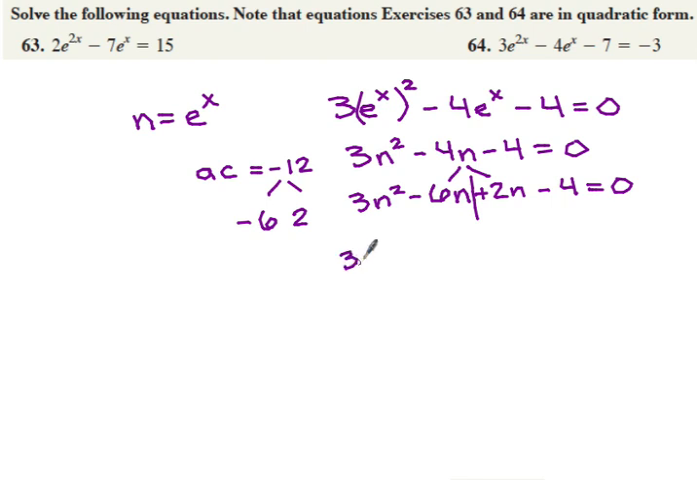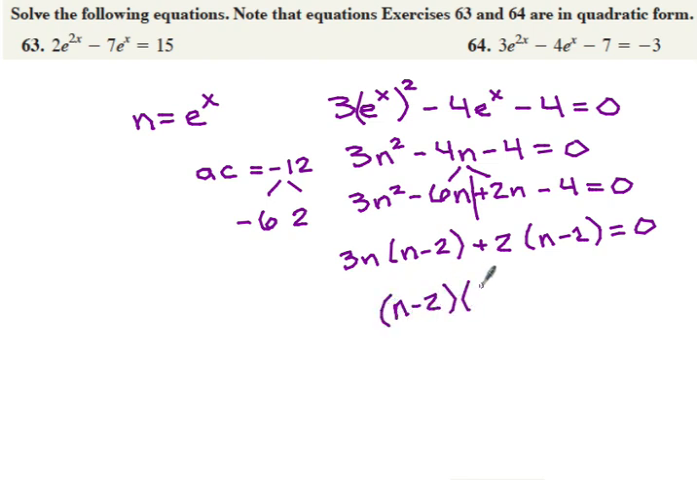So we have a 3 and an n out front. We'd be left with an n minus 2. Second group, we can pull out a positive 2. We'd be left with an n minus 2. We know we've done it correctly because the insides match each other, right? So that becomes one of our factors. That's our common term. So n minus 2 gets factored out, and we would be left with 3n minus 2.